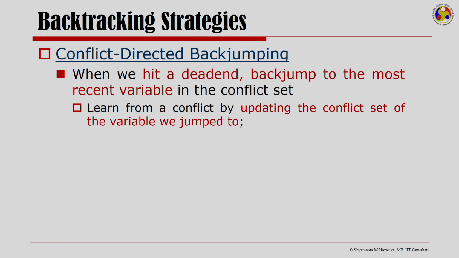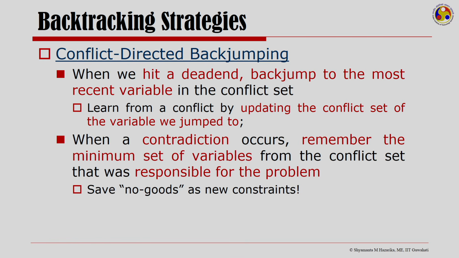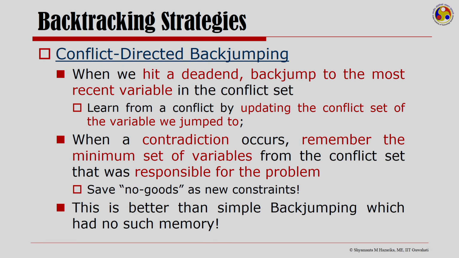Interesting is that it learns from a conflict by updating the conflict set of the variable we jump to. When a contradiction occurs, conflict directed back jumping remembers the minimum set of variables from the conflict set that was responsible for the problem, and takes a decision. In fact, it saves no goods variables as new constraints. This is better than simple back jumping, which had no such memory.